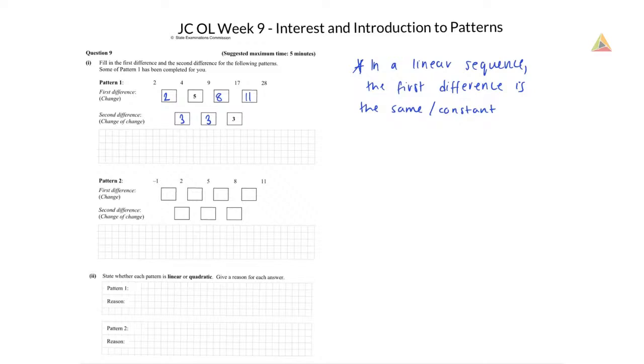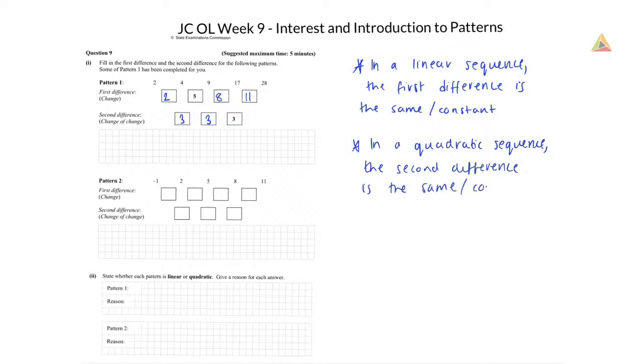a quadratic. So I'm going to write out here, in a quadratic sequence, the second difference is the same or constant. So that's just to help us remember.